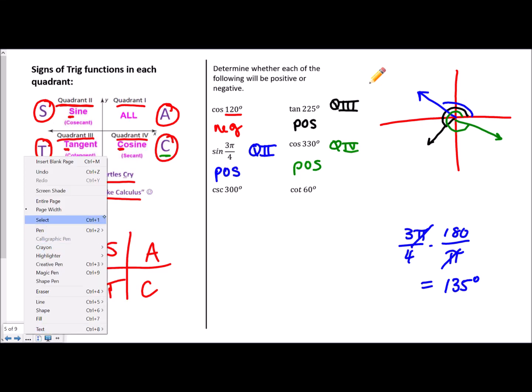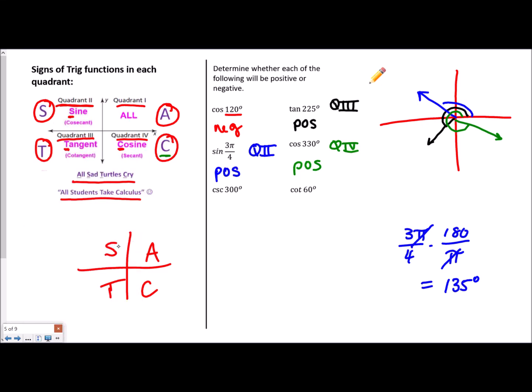Okay, next one. 300 degrees. Let's see, we're going along here. We're at 90, 180. It's past 270. It's about right there. So we're in quadrant 4. Now in quadrant 4, cosine and his buddy are positive. Everybody else is negative. This is cosecant. He's in everybody else, so he's going to be negative.